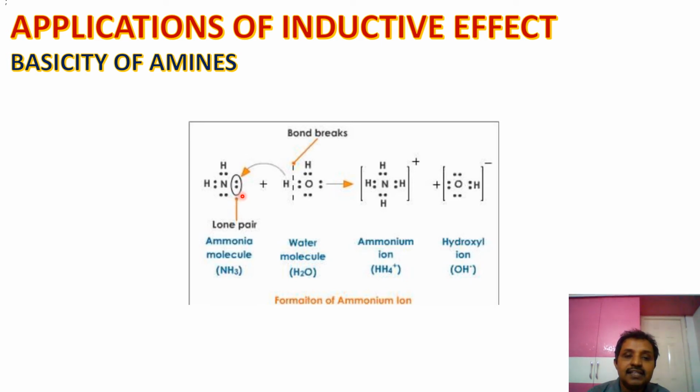So here, all hydrogen atoms in the ammonia molecule are substituted with alkyl groups. Alkyl groups are electron donating groups, showing the positive inductive effect, which increases the electron density on the nitrogen atom. As the electron density increases on the nitrogen atom, it can attract the proton more easily. So the basicity increases with the increase in the alkyl groups on the nitrogen atom.